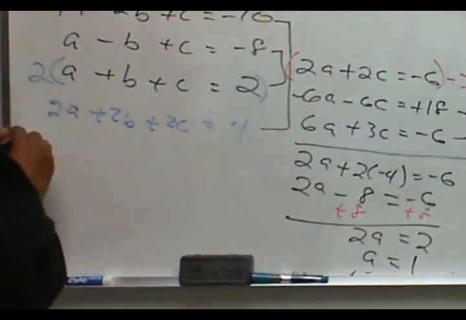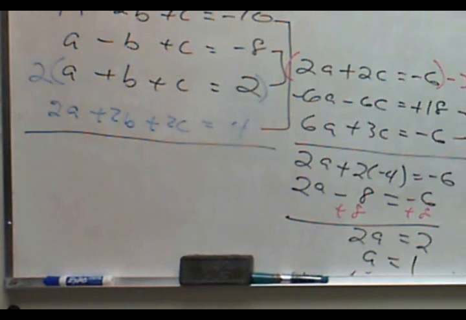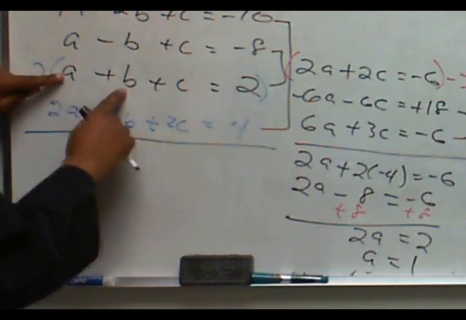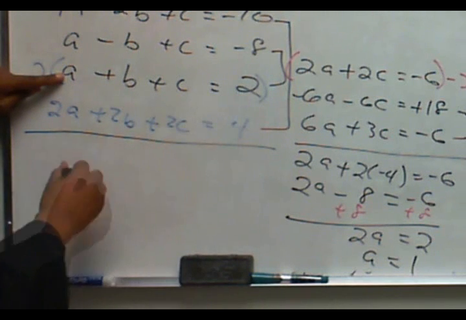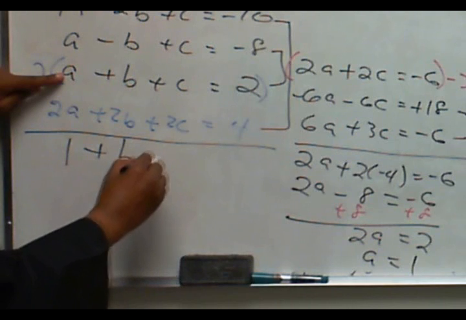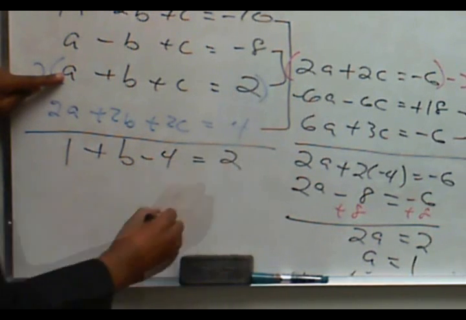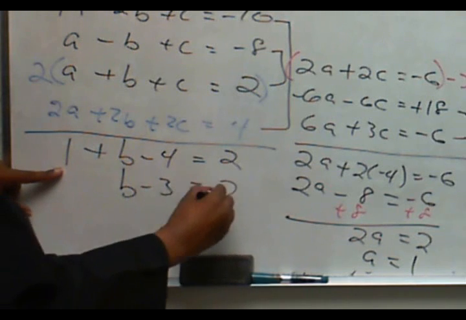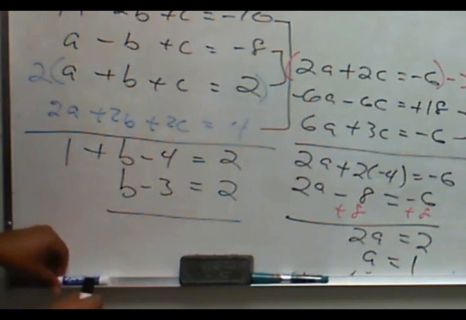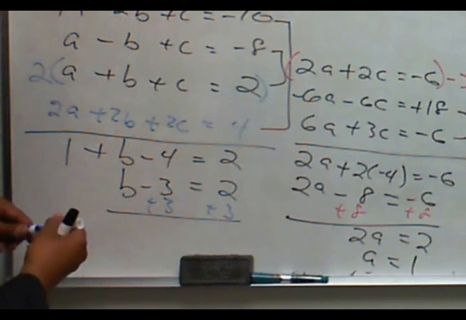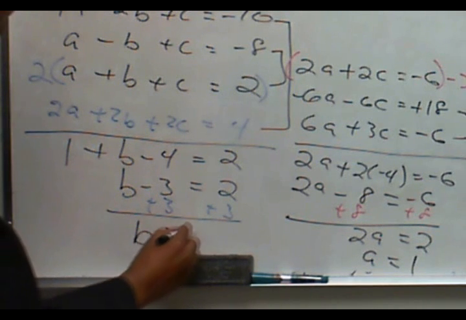Now go back to my original problems, and let's choose this right here: a plus b plus c equals 2. So a is 1, b is unknown, c is -4, and this equals 2. The 1 and the -4 combine to become -3, so b - 3 equals 2. And from here we're going to add 3 to both sides, and this will give us b is 5.